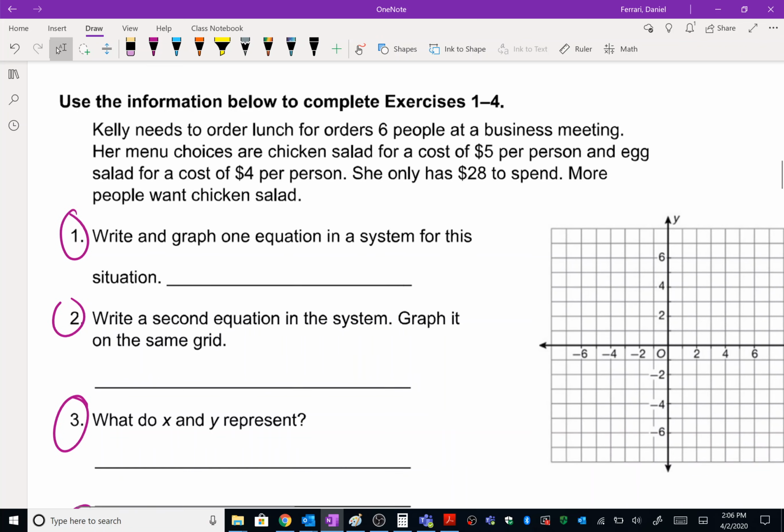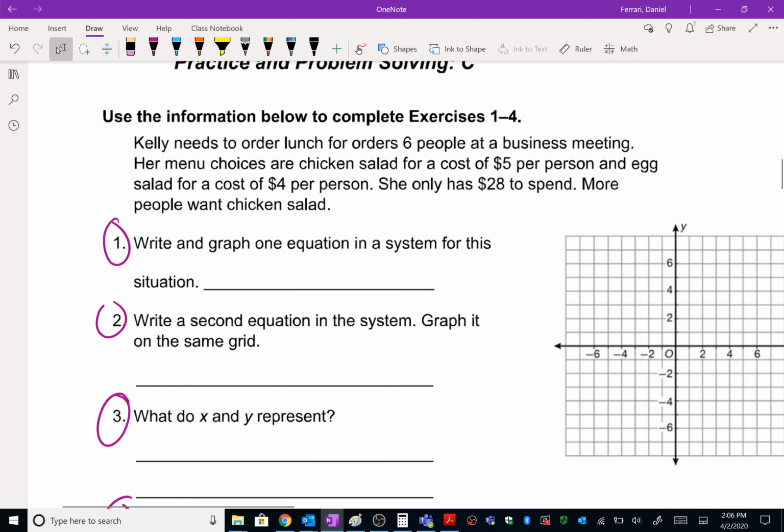It says Kelly needs to order lunch for 6 people at a business meeting. Her menu choices are chicken salad for a cost of $5 per person and egg salad for a cost of $4 per person. She has only $28 to spend, and more people want chicken salad. Okay, so she's only got $28 to spend.